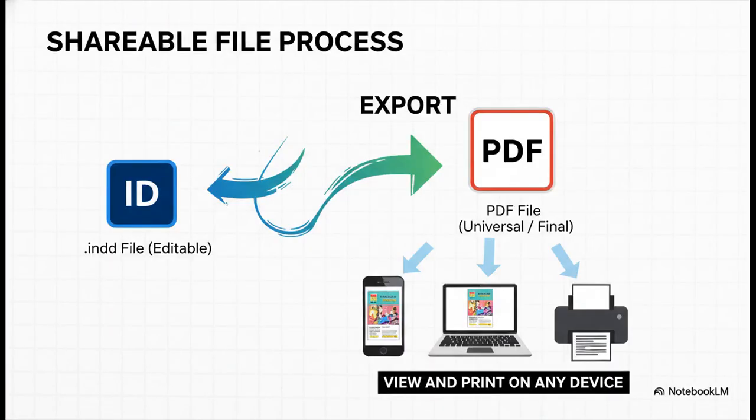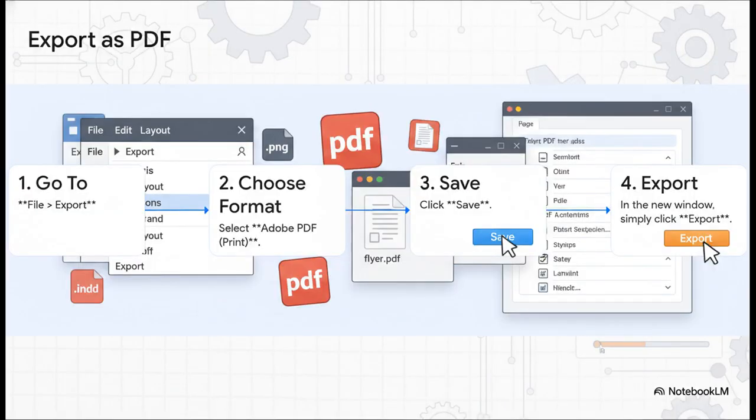Next, we need to export the final shareable version. This is what creates a PDF, a universal file that literally anyone can open and print, even if they don't have InDesign. For this one, you'll go to File, then Export. Choose Adobe PDF Print as the format, hit Save, and when the next window pops up with a whole bunch of options, don't worry, you can just click Export. The default settings are perfect for what we're doing.